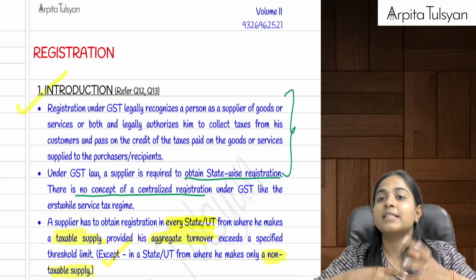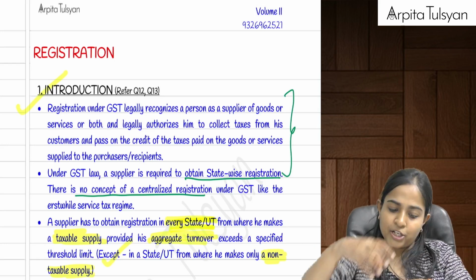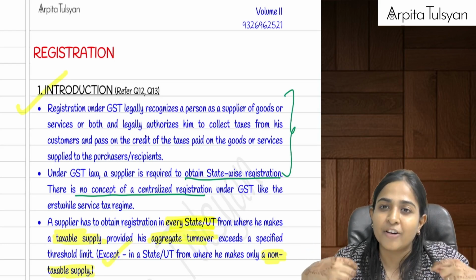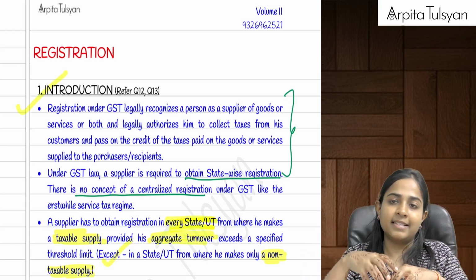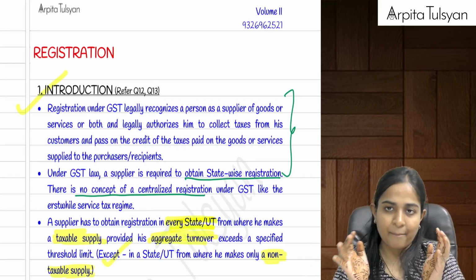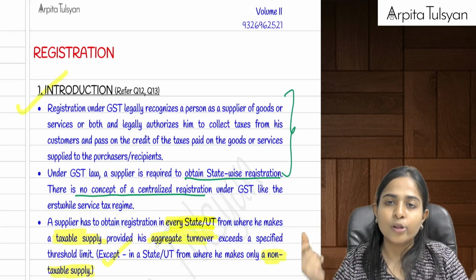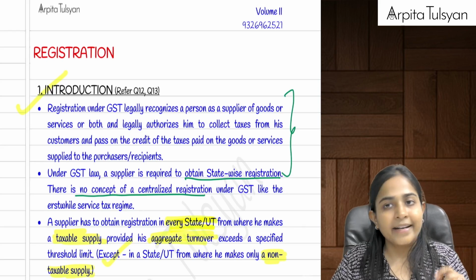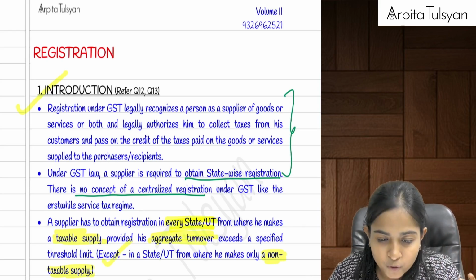Then we discussed registration under GST. So it is not a centralized registration. You will have to obtain state-wise registration in all those states from wherever you are making a taxable supply. Then this registration is going to be PAN based. If a single person is having the same PAN, wherever that particular person is having his offices in all those states or union territories, he will have to get his registration, but provided he is making a taxable supply from all of those places.